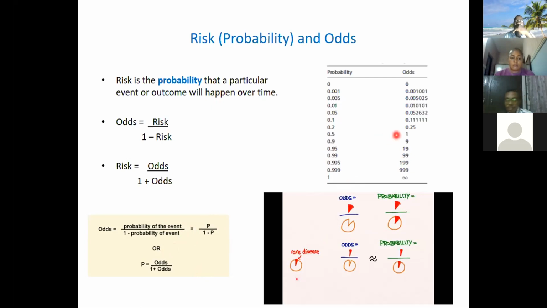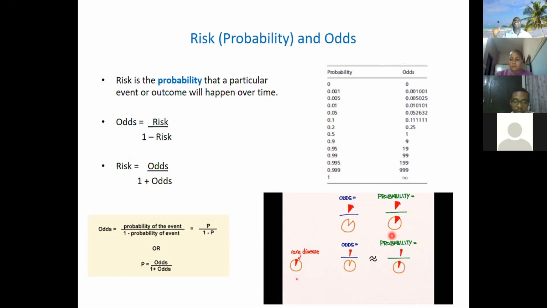Look at it. If I say the probability that it will rain today is 0, what is the odd that it will rain today? 0. It's going to be 0, because if the probability is 0, then it is 0 over anything, which is 0. Now, if I say the probability that it will rain today is 1, it is certain. What is the odd that it will rain today? Infinity. You understand now?